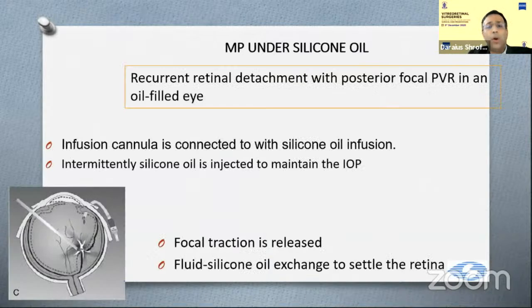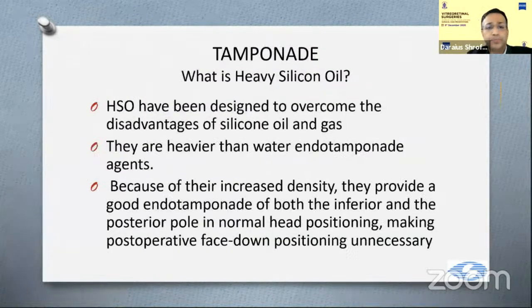Membrane peeling under oil. So this is another small tip we'd like to share: if you have a recurrent detachment with a focal area of traction, you don't really need to remove all the oil. You can just do a localized membrane peeling under oil and then you can settle the retina quite well with this maneuver.